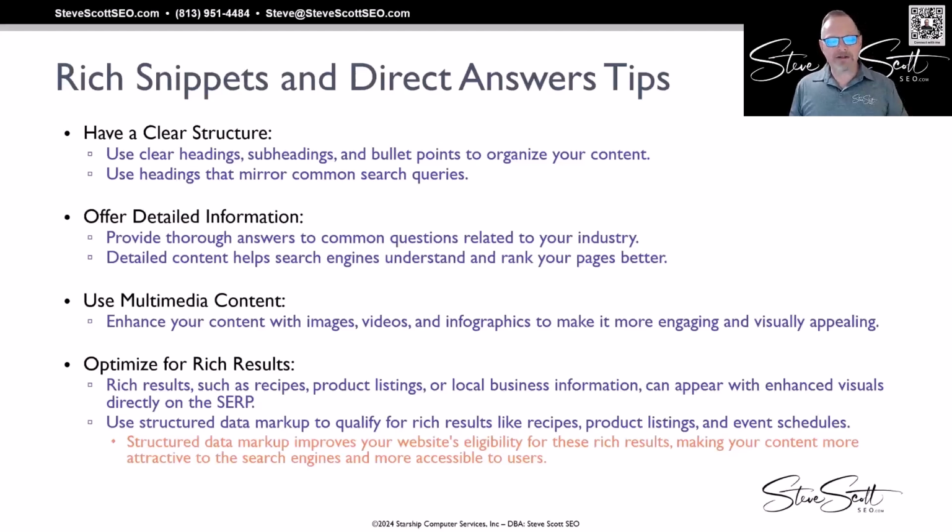And you want to optimize for those rich results. Rich results like recipes, product listings, or just your local business can appear with enhanced visuals right on the search results pages. So use your structured data markup to qualify for rich results like recipes, products, event schedules. If you're an airline, maybe it's for flight times. If you've got a job description, there's job structured data that you could use. And we'll talk more about where you can get that information in just a moment. But that structured data markup improves your site's eligibility for those rich results.